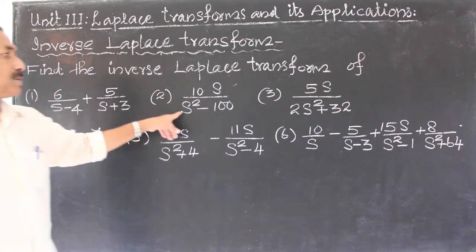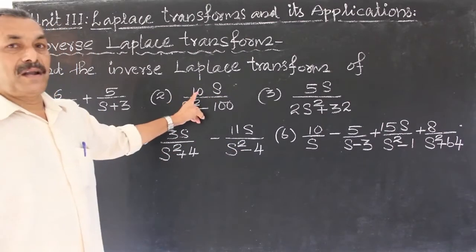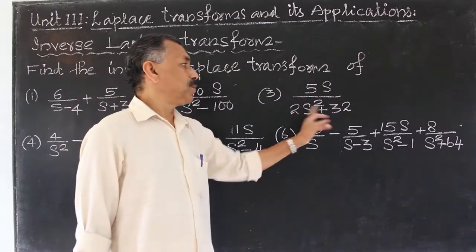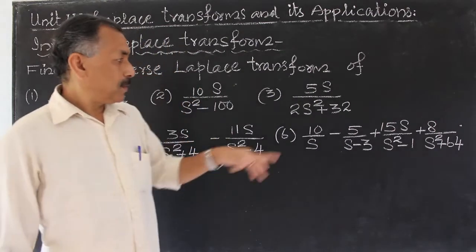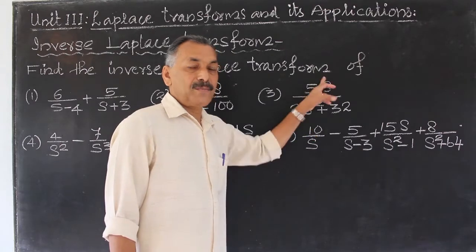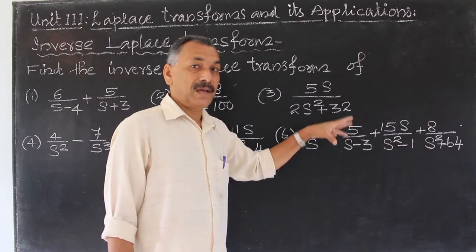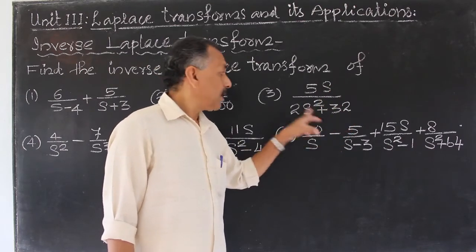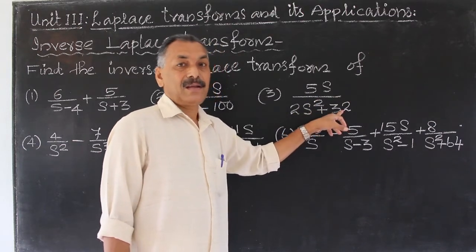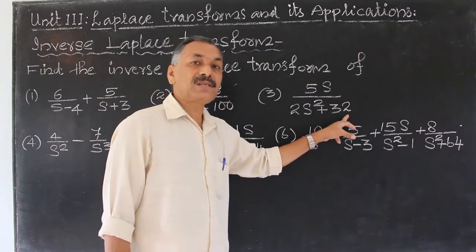Okay. Second question: 10s divided by s square minus 100. 10 into s divided by s square minus a square. Third, here 5s divided by 2s square plus 32. Here we take 2 outside, and 1 divided by s square plus a square, minus a square. S divided by s square plus a square. Then 2 outside, 1 by 2 into s square plus 16, then 5 by 2 into s divided by s square plus 4 square.